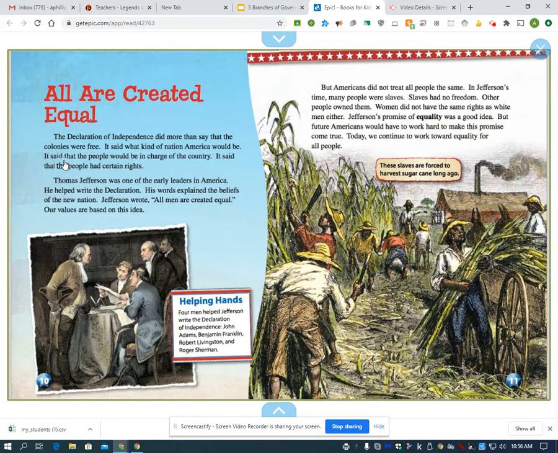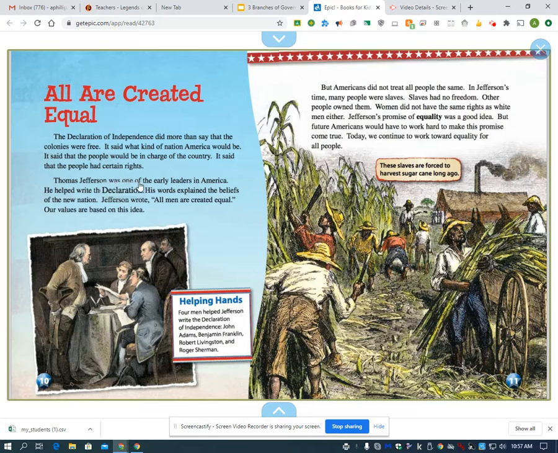All are created equal. The Declaration of Independence did more than say that the colonies were free. It said what kind of nation America would be. It said that the people would be in charge of the country. It said that the people had certain rights.